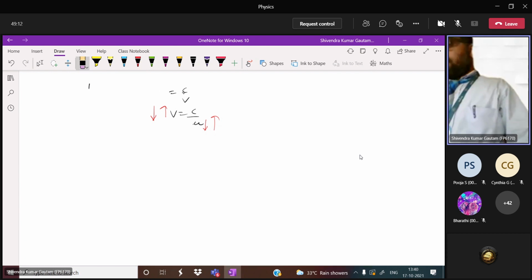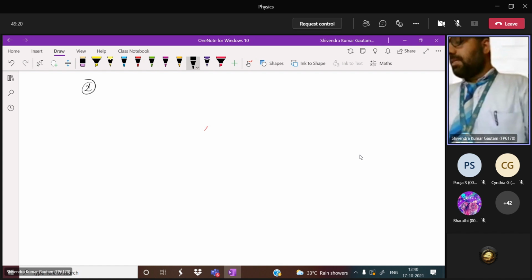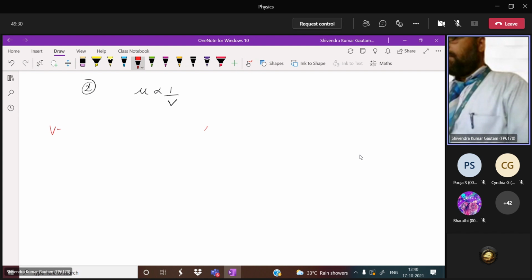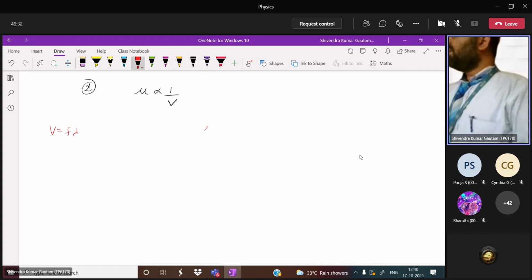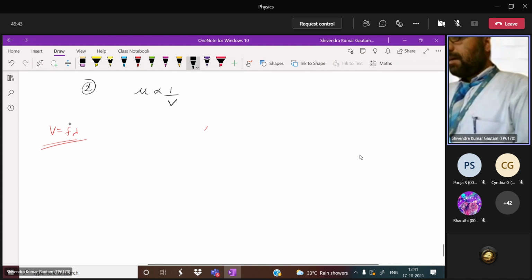Right? Second point. See, we have discussed just now that mu is inversely proportional to V, right? Now, you remember this expression you studied, V equal to F lambda. Wave speed is what? F lambda. In any medium, speed of wave is V equal to F lambda. F is the frequency of the source.